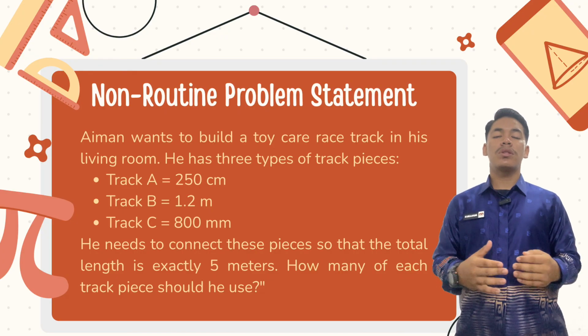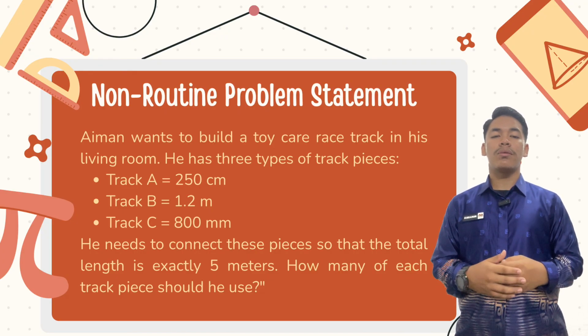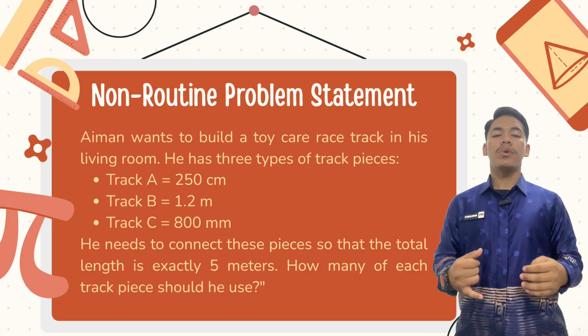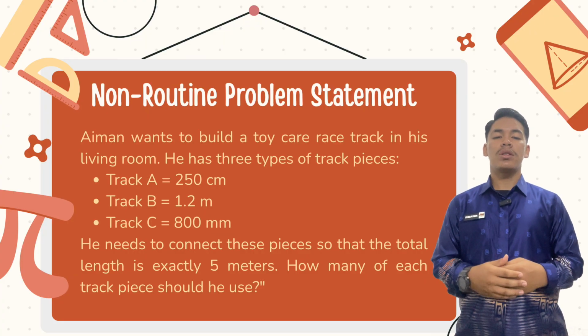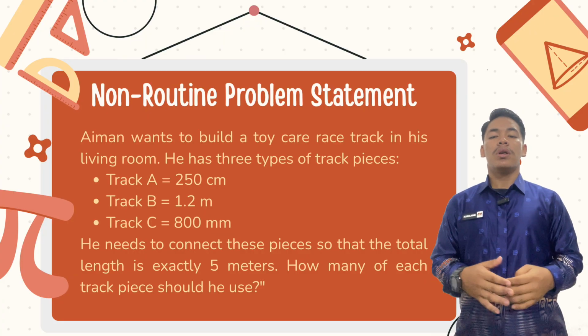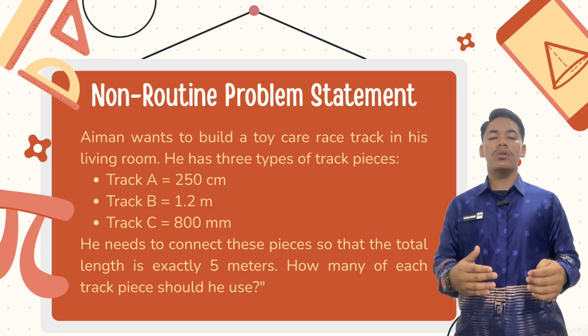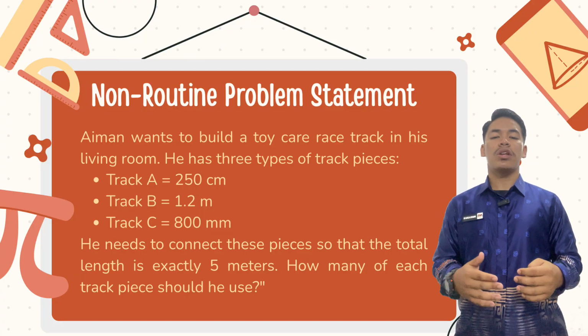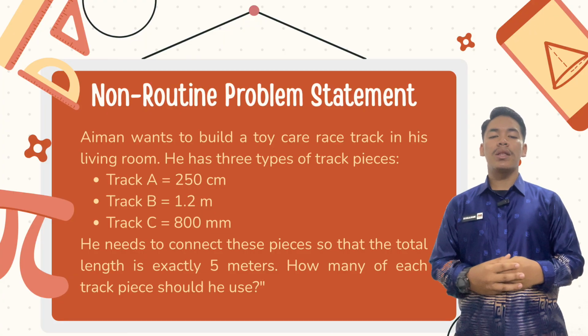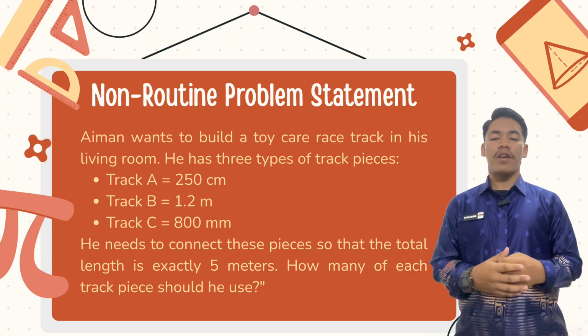Track A, which is 250 centimeters long, track B, which is 1.2 meters long, track C, which is 800mm long. The question we are posing to students is how many of each track piece should Aiman use to make the total length exactly 5 meters?